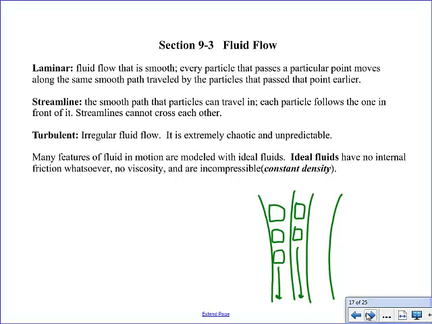Many features of fluid in motion are modeled with ideal fluids. Ideal fluids have no internal friction whatsoever, no viscosity, and they are incompressible. Water is pretty close to being an ideal fluid for our purposes. Not a lot of internal friction, not a lot of viscosity, pretty much incompressible, at least in the classroom. So it has a constant density.